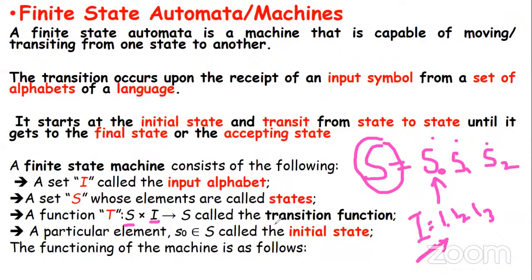Called the transition function. Now, a peculiar element, which is S0, which is an element of the global states, called the initial state. So we define a state called S0. That means it's the initial state. And you remember, we said any initial state is pointed to by an arrow. Now, the functioning of the machine is as follows, right?